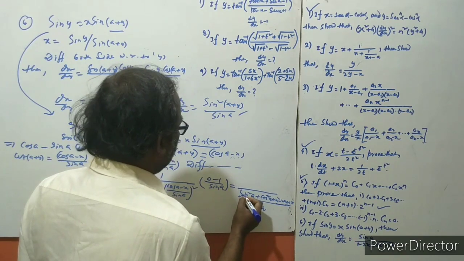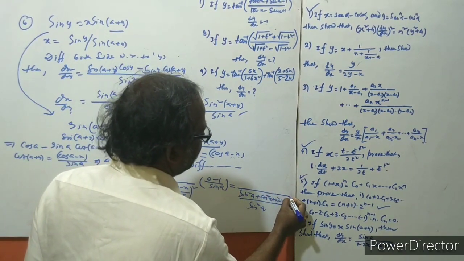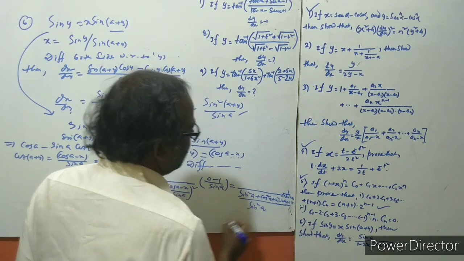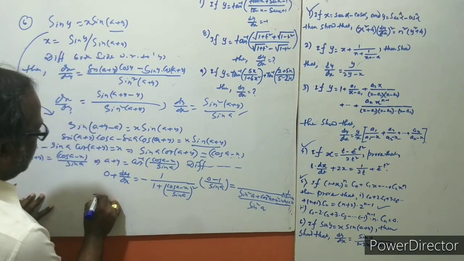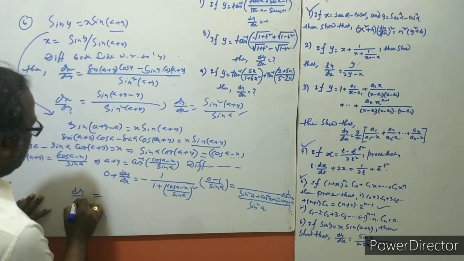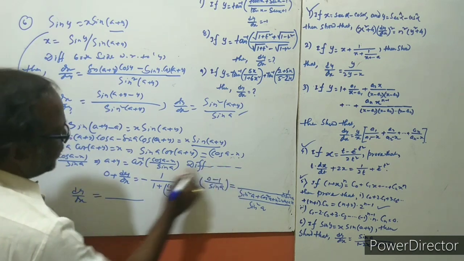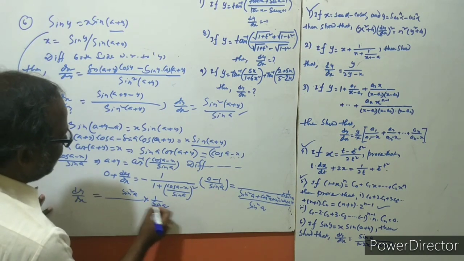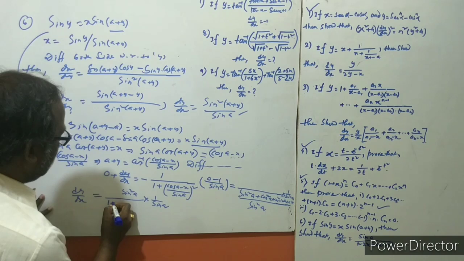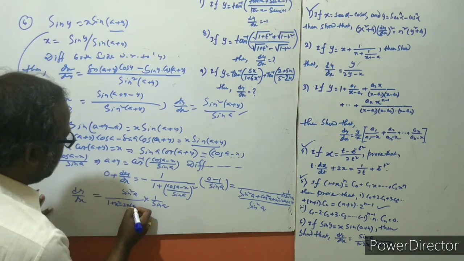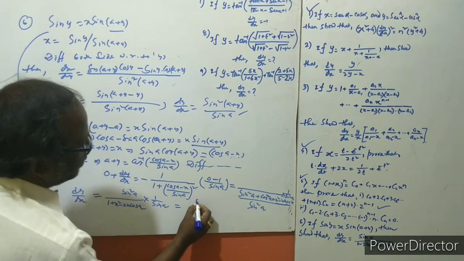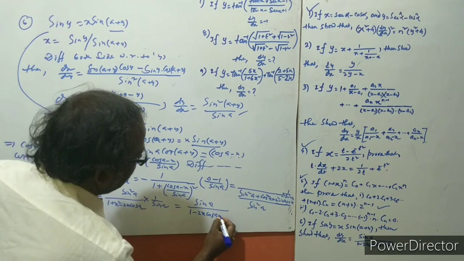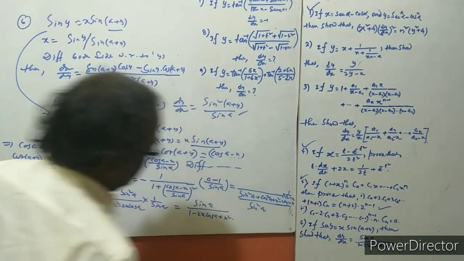And here into 1 by sin a. So that is equal to dy by dx. So this is sin square a into 1 by sin a. Now sin square plus cos square is 1, plus x square minus 2x cos a. So this is the answer: sin a by (1 minus 2x cos a plus x square). This is your answer.